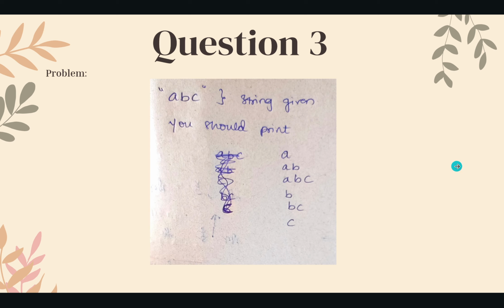Coming to the third question, I have searched in several platforms but I couldn't find it, so I have prepared this question for myself. You are given a string ABC, and what you should do is print like this. A B C. Again, then you should leave A and start with B C. Then you should leave B also and give the C. This is the output you should give. This is the thing with the third question.